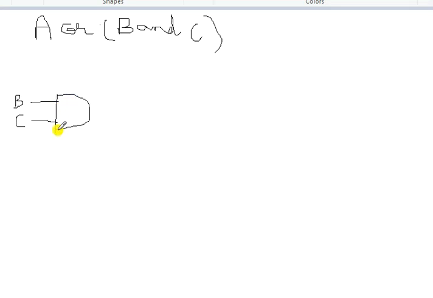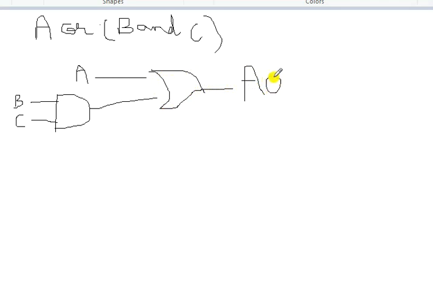So the symbol for AND is the D. So we will say B and C like this, and then this output is given to an OR symbol. So OR is represented by this symbol, and we will get the output from here, A or B and C. This is how we will represent the given function using the logic gates.